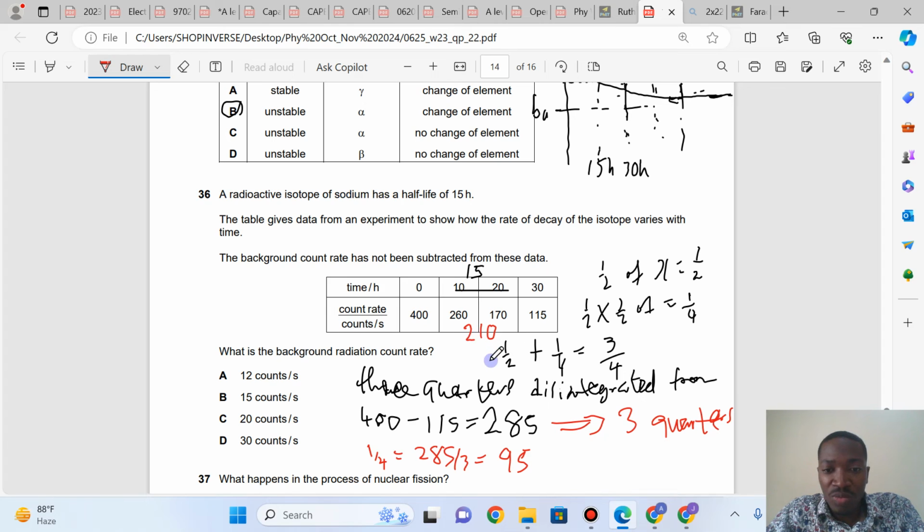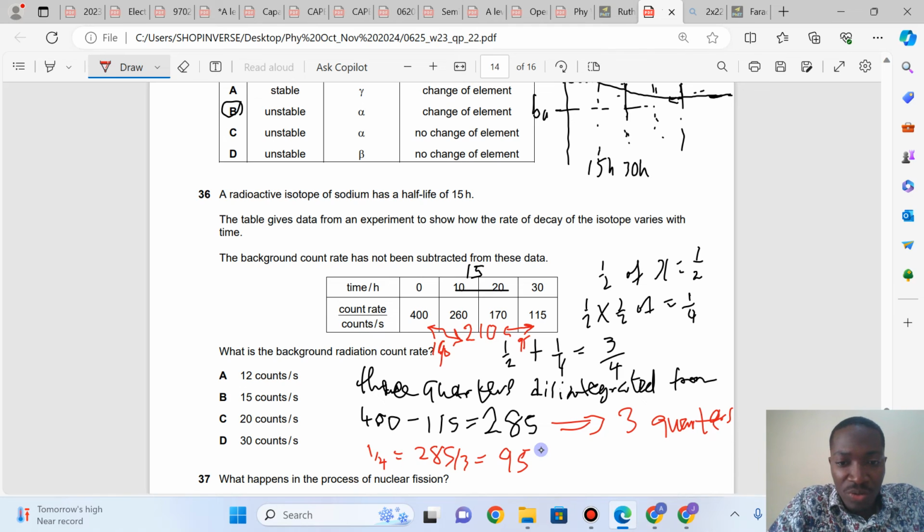400 minus, okay, half or two quarters. Two quarters will now be here. So if this is three quarters, a quarter is 95. Two quarters will be 95 times 2, which is 190. Now it's balanced, okay? The difference between these two is 190, which is two quarters. And the difference between these two is 95, which is a quarter. So let me erase all of this because I don't need it in my calculation. Let me erase all irrelevant details.